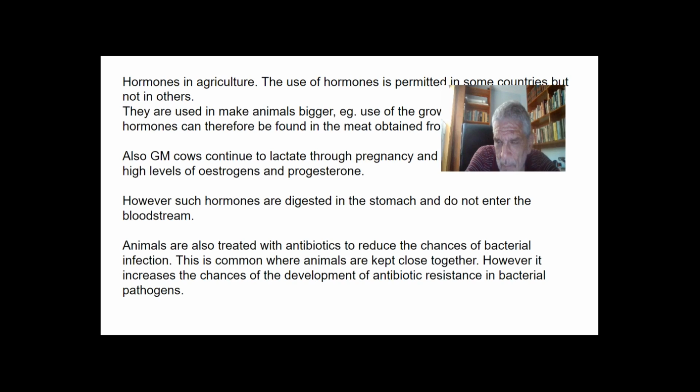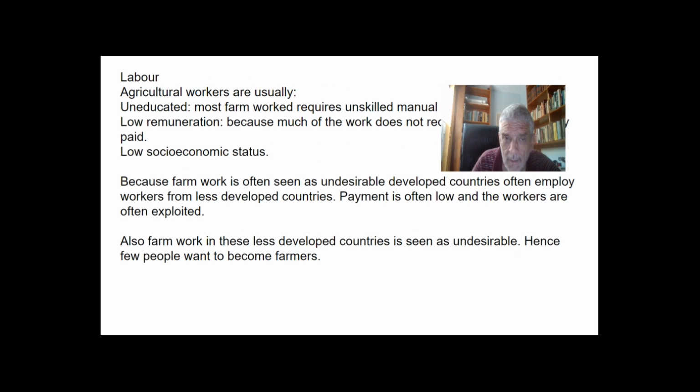And this is common where animals are kept close together, but it increases the chances of the development of antibiotic resistance in bacterial pathogens. So you probably know there are many diseases that affect people, like tuberculosis, which these days is easily treated with antibiotics. But maybe in the future there'll be many strains of tuberculosis resistant to antibiotics. And this will happen because we're using antibiotics far too much.